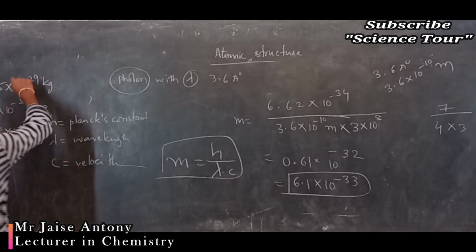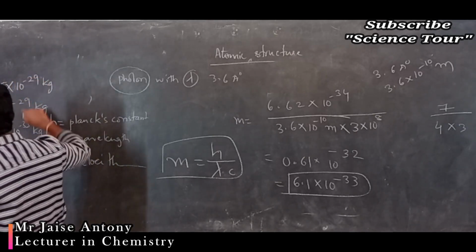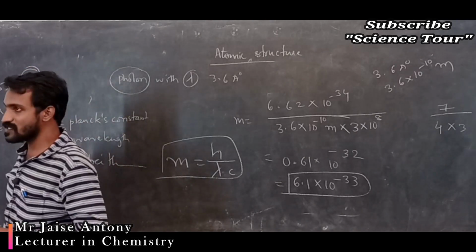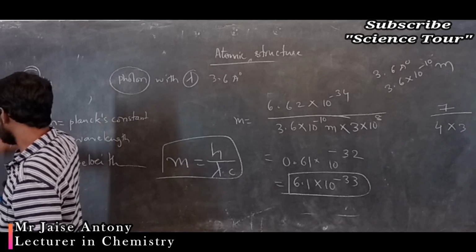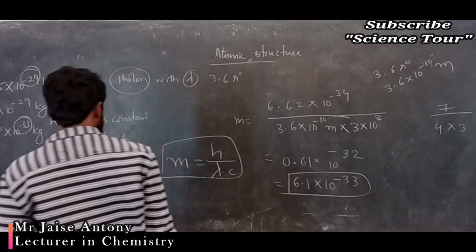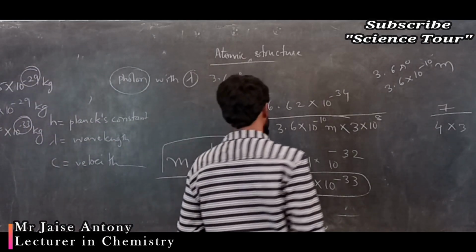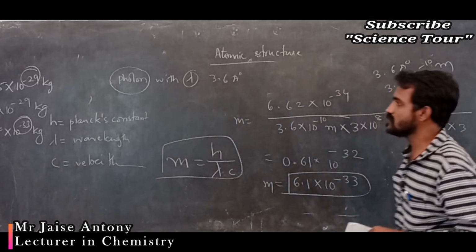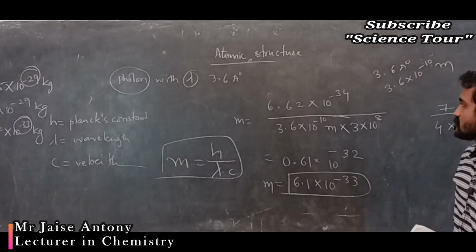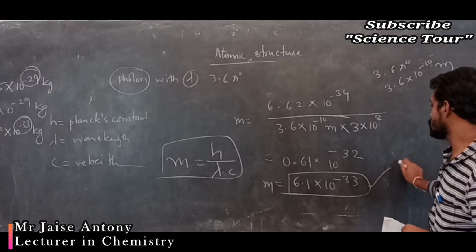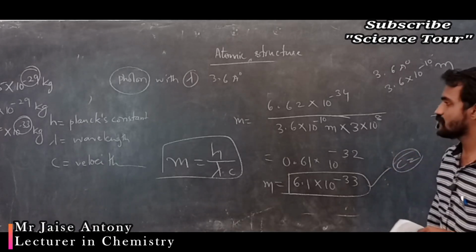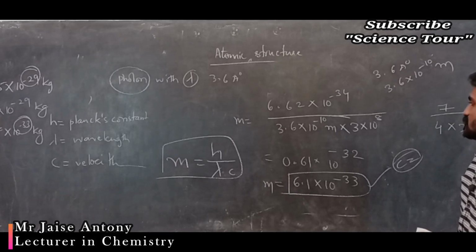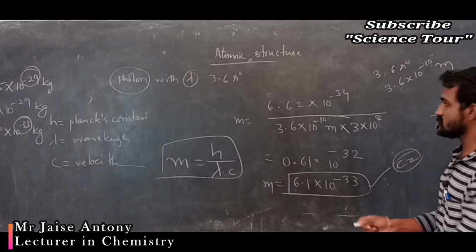See, option B and option A are also given the same, but here the 10 to the power is different. Here 10 to the power is minus 33. Option C is correct. For this one, option C is the correct answer. m is equal to h by lambda c. So option C is the correct answer.